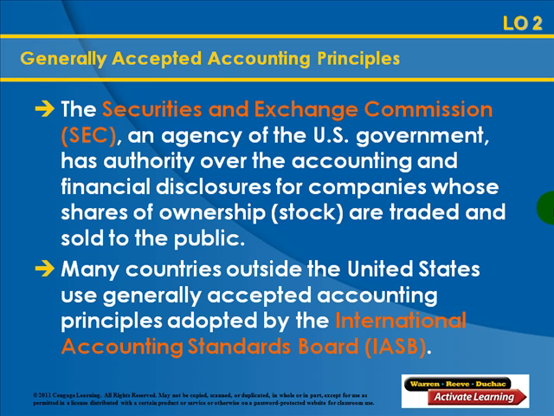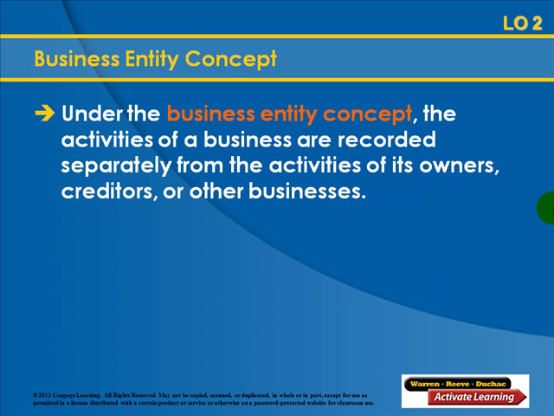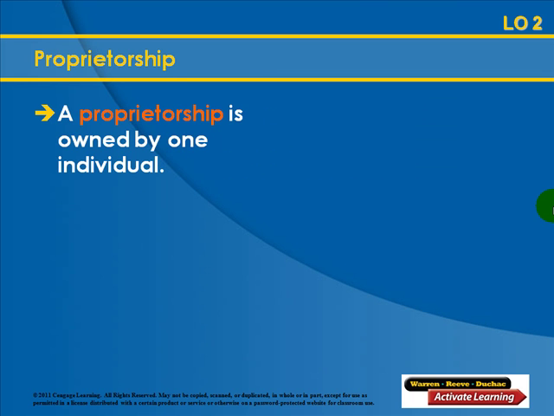Accounting Standards Board. Under the business entity concept, the activities of a business are recorded separately from the activities of its owners, creditors, and other businesses. A proprietorship is owned by one individual.